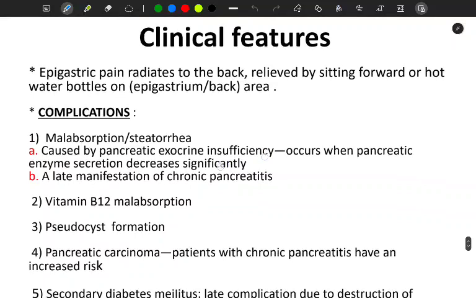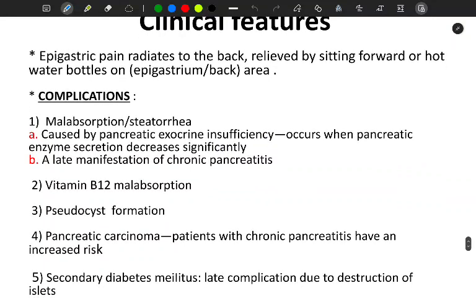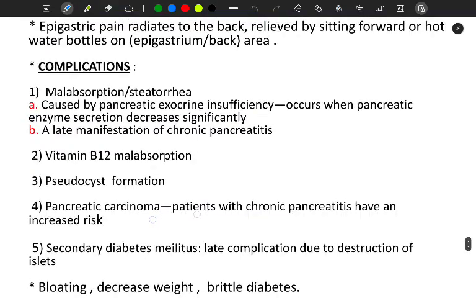Clinical features: malabsorption, B12 deficiency, pseudocyst formation, that's well known. Pancreatic carcinoma: patients with chronic pancreatitis are at increased risk of developing pancreatic carcinoma. Secondary diabetes mellitus is often a late presentation, because it's usually the exocrine function first, then very late the endocrine function will be affected. Bloating, weight loss, diabetes. Next.